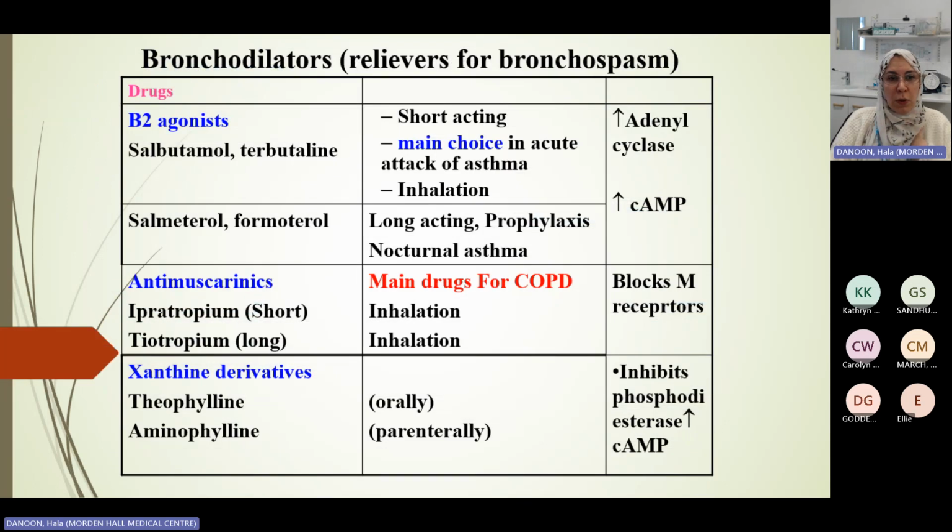So if we look at the bronchodilators, relievers for bronchospasm, we said that the relievers are the beta agonists, short-acting like salbutamol and terbutaline, salmeterol and formoterol for long-acting, antimuscarinics, the main drugs for COPD, and the xanthines, like theophylline and aminophylline, which are oral or parenteral.